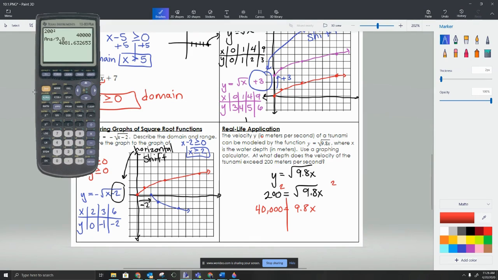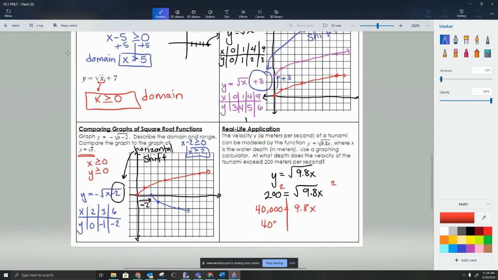Okay. So now I'm going to divide that by 9.8 and I get 4,081. So I know that at 200, x equals about 4,081. So we could basically just increase that, and then we just round it up, like 4,100. That's about when x is going to equal.